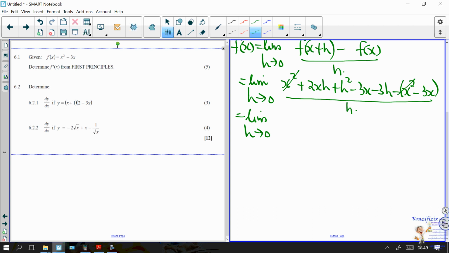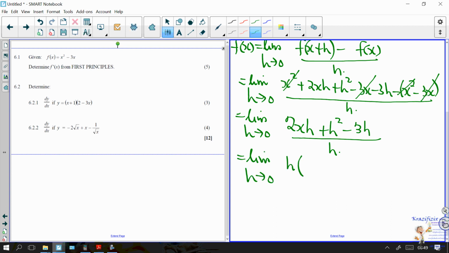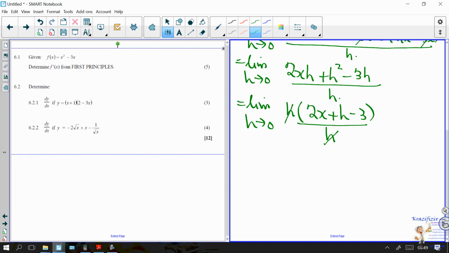I don't want to waste time. Now, minus times minus 3x will give me positive 3x, right? So positive 3x minus 3x. What do I have left? 2xh plus h squared minus 3h over h. What do we do? We factorize now. H, come on, 2x plus h minus 3 over h. That divides that. Now, this is where you now replace your h with 0.